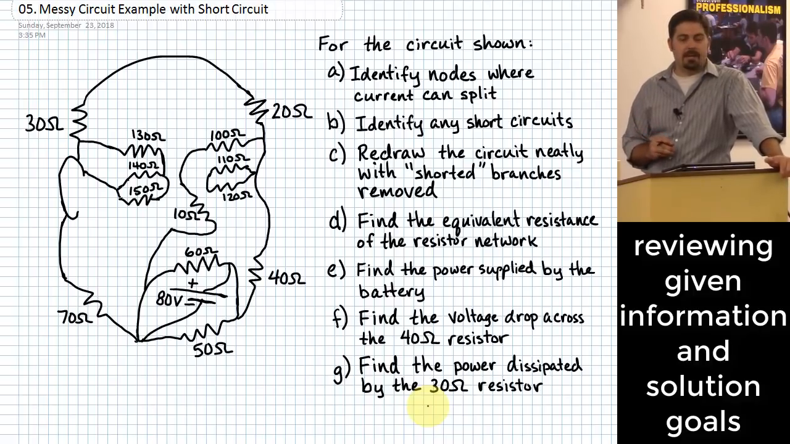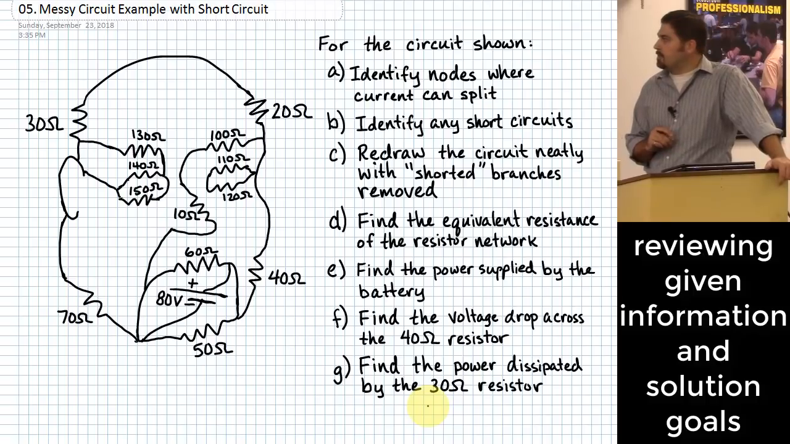I think I talked about that a little bit last time, that the nodes that are really important for you to identify and know how to deal with are the ones where there's a possibility that the current could take multiple paths when it gets to those types of nodes. Okay, so we'll identify those.